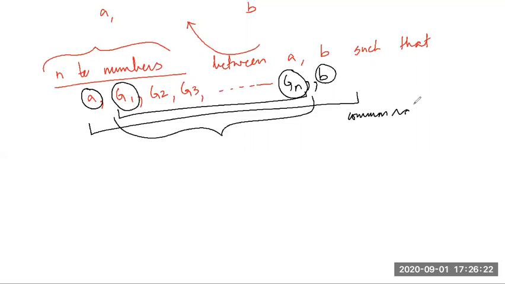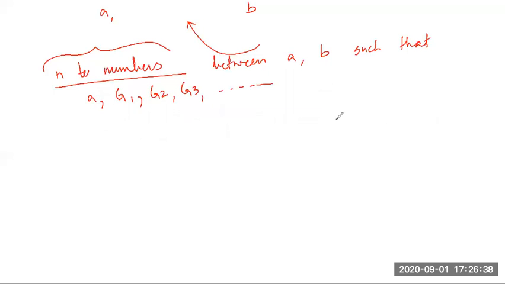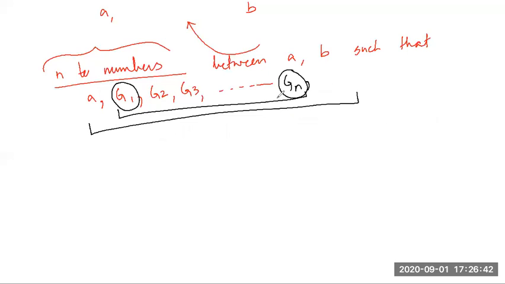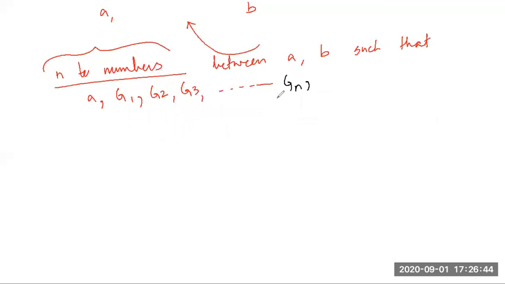And the common ratio in our case is expressed in terms of r. So guys, see how we can find the expression for the common ratio r. Okay, so once again, we want to insert G1, G2, G3 till Gn between A and B, these two numbers.